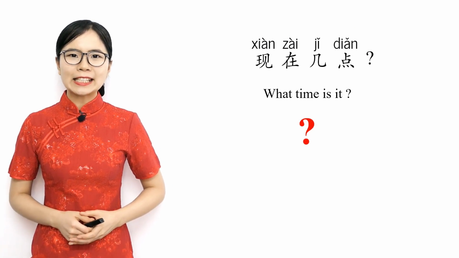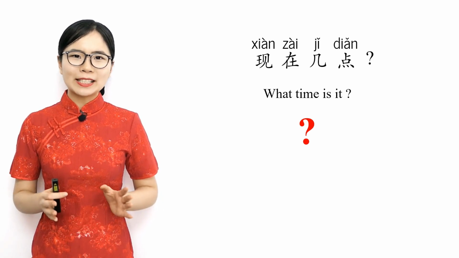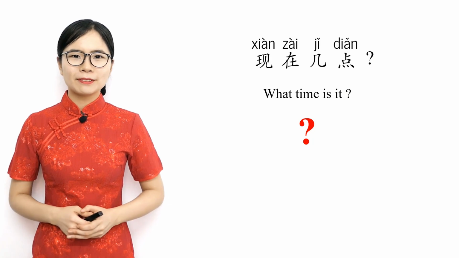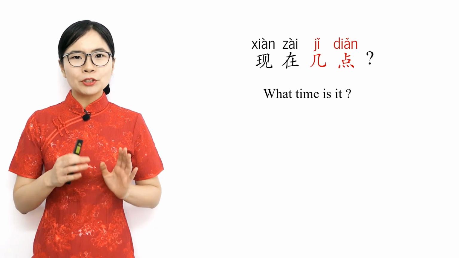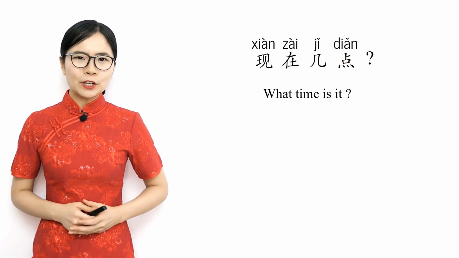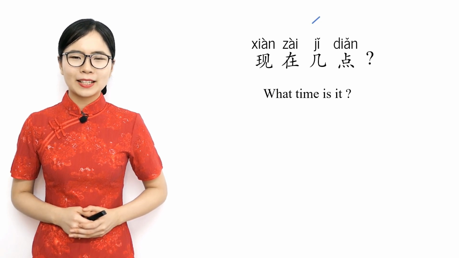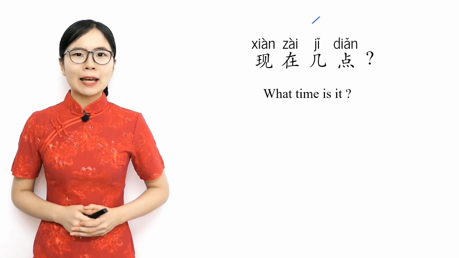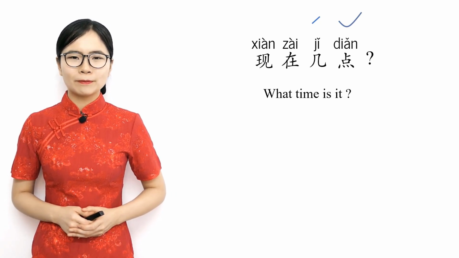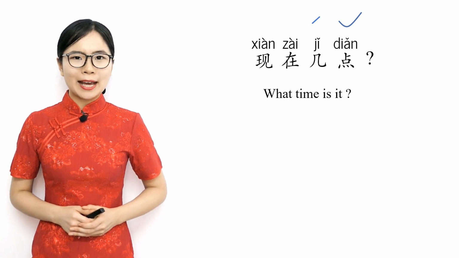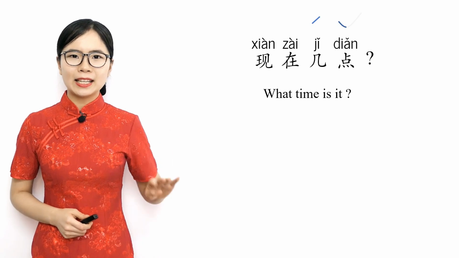现在几点 means what time is it? How might the third tones for 几 and 点 be pronounced? Very good. Since you have two third tones in a row, the first third tone 几 should be pronounced with the rising third tone. The second third tone 点 can be pronounced either with the half third tone or the full third tone. With 点 pronounced with the half third tone, this is 现在几点?